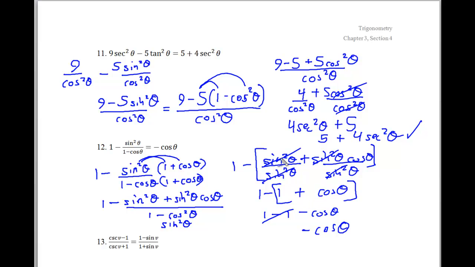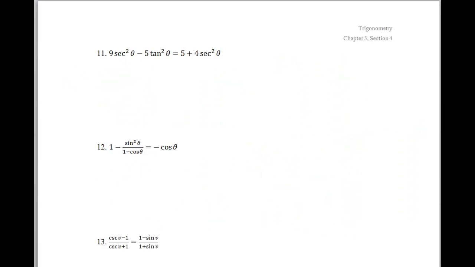So sorry, the phone call threw me off there. There was a big edit, but that now gives me what I need for problem 12. Okay, so let's go to problem 13.